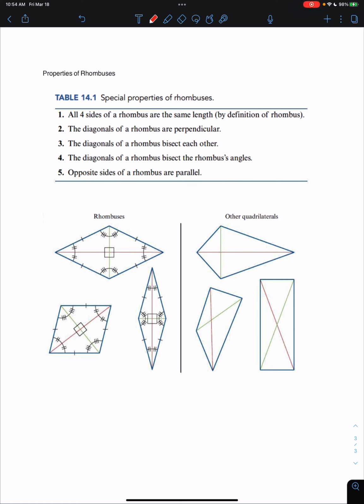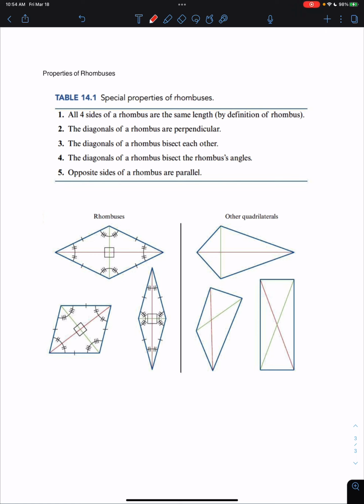Another property of rhombuses is that the diagonals of a rhombus are perpendicular. And that's what helped us to construct our perpendicular bisector, knowing that rhombuses have that property. And you can see in the diagram that we have these little square symbols in the center showing that the angles created by the diagonals of the rhombus are perpendicular to each other.